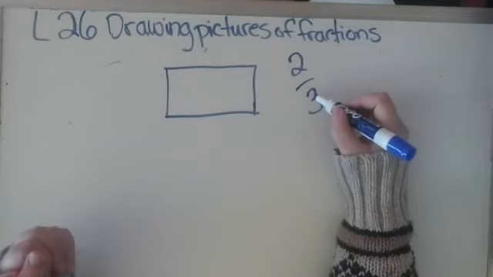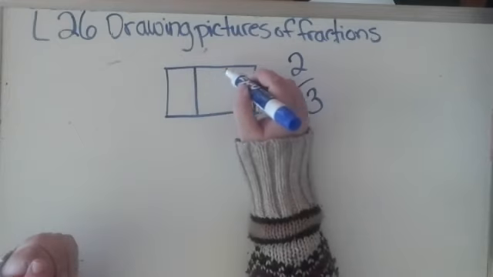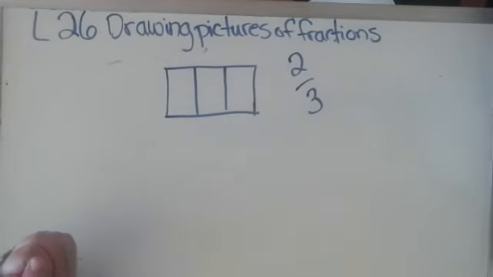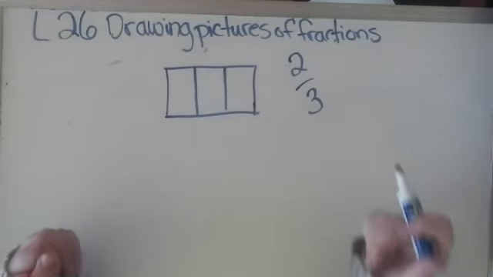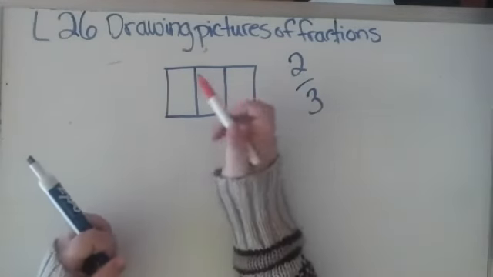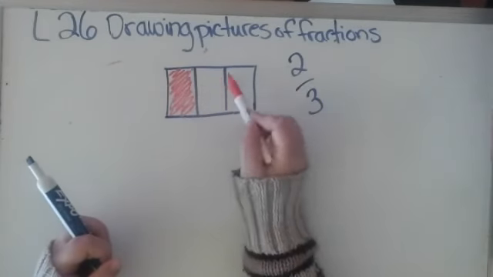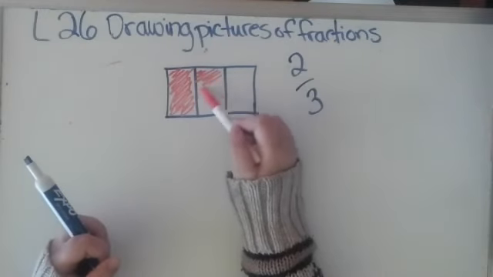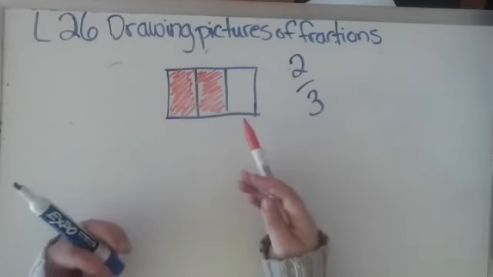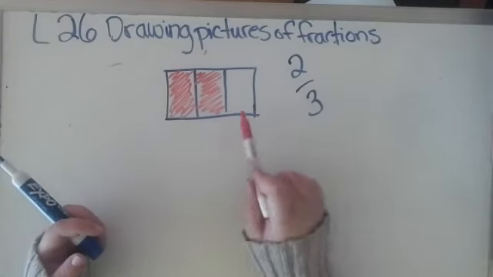Remember, when you're drawing pieces, they need to be equal, or as equal as you can make them while drawing. So they must be the same size. And I'm looking at how many pieces? 2 of the 3 pieces, which means I shade in 2 of my 3 pieces, and that is 2/3 of a rectangle. 2 pieces I'm looking at, 3 pieces altogether.